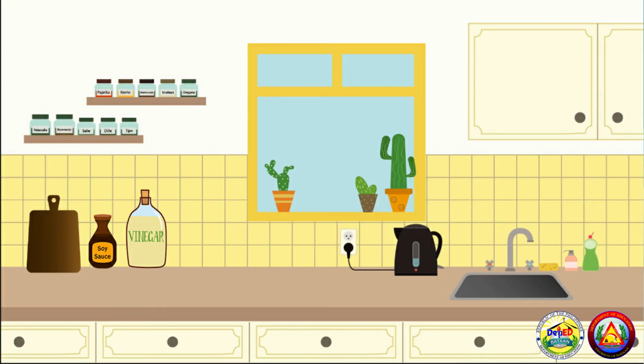Now, look at this kitchen. Can you find examples of compounds? We can find 5 compounds here in the kitchen. The first one is water. The second compound is these different seasonings. Third one is soy sauce. Fourth is vinegar. And lastly, the dishwashing liquid. Can you name other compounds you see at home?